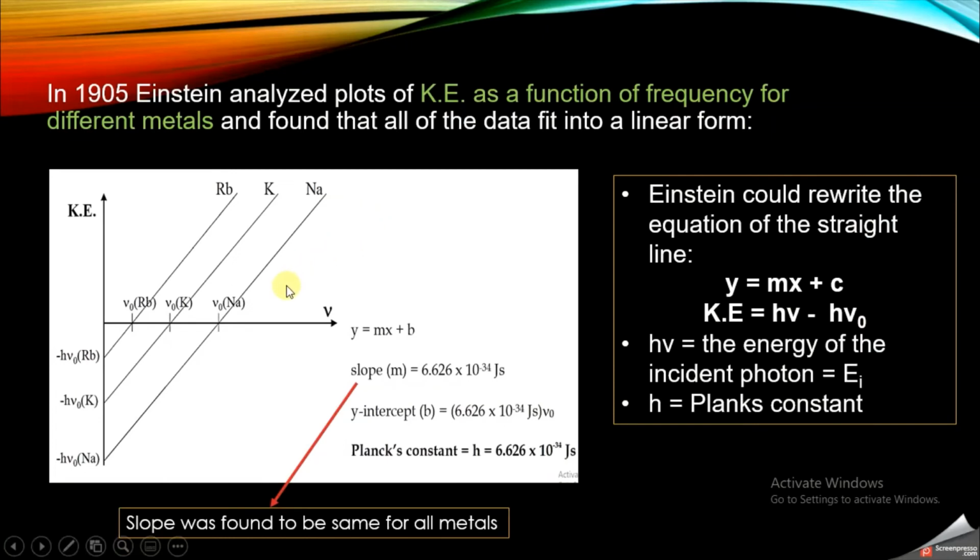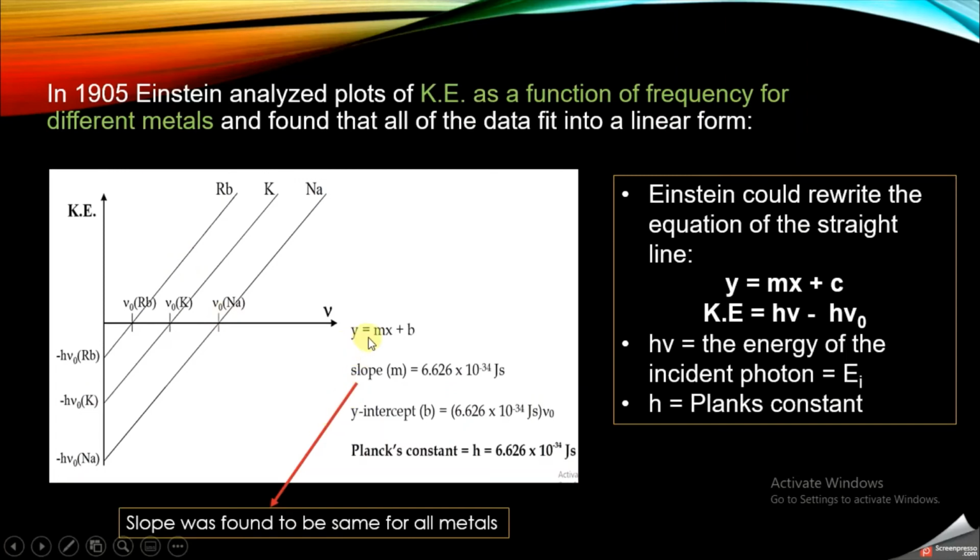Now Einstein did some further experimentation. He took several metals like rubidium, potassium and sodium, and he performed the photoelectric effect on these different metals. Definitely rubidium has a different threshold frequency, potassium has a different threshold frequency, and sodium has a different threshold frequency. The energy of the electrons emitted was plotted versus the frequency of light. So a linear line was obtained, because the energy of the electron is directly proportional to the frequency of light. Since this is a straight line equation, we can find the slope of this equation.